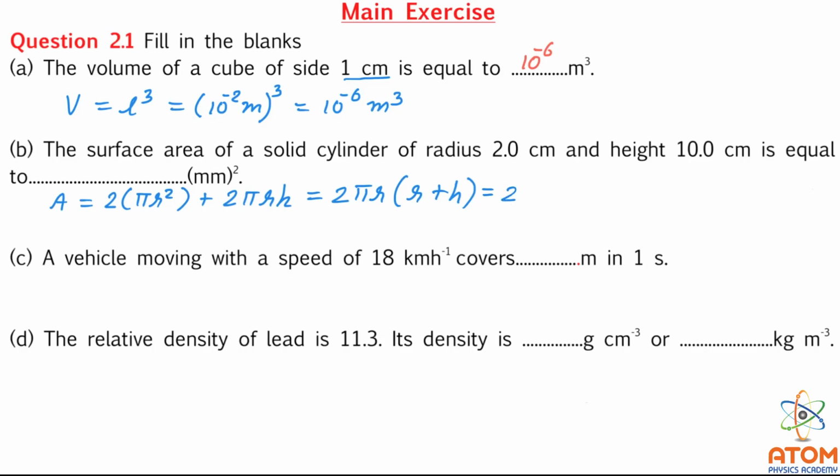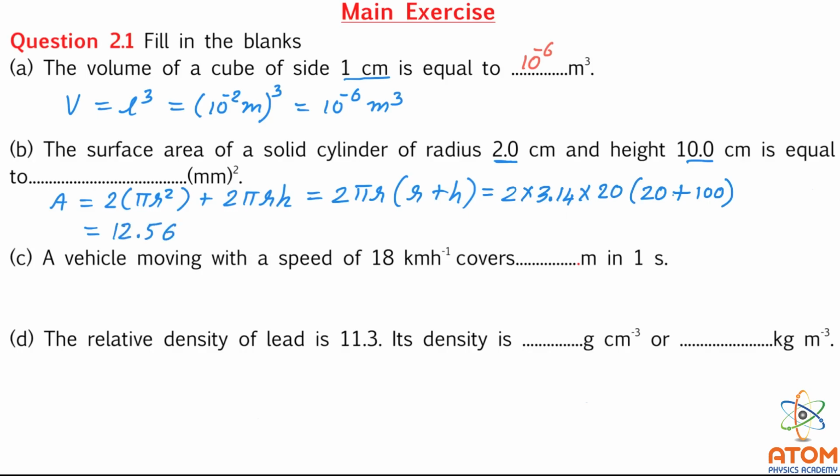Now we can put the values here. So it is 2 into pi, that is 3.14, into r, which is 2 centimeter, but we have to bring the answer in millimeter, so I will convert this 2 centimeter into millimeter. 2 centimeter is 20 millimeter. Then r plus h, so again it is 20 millimeter plus h. Now h is given as 10 centimeter, that means it is again 100 millimeter.